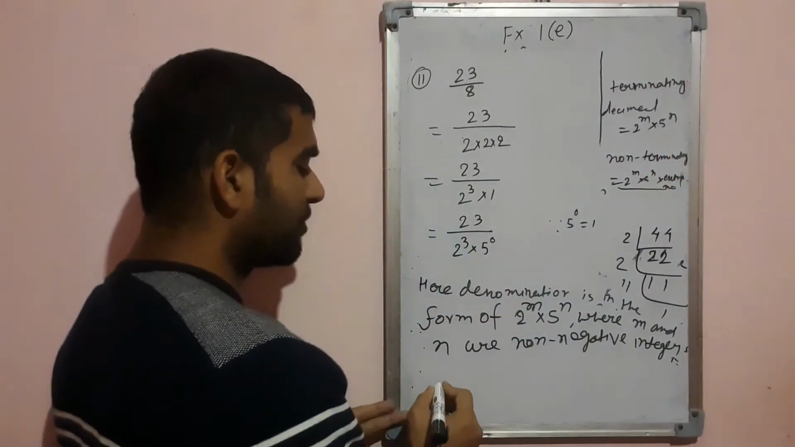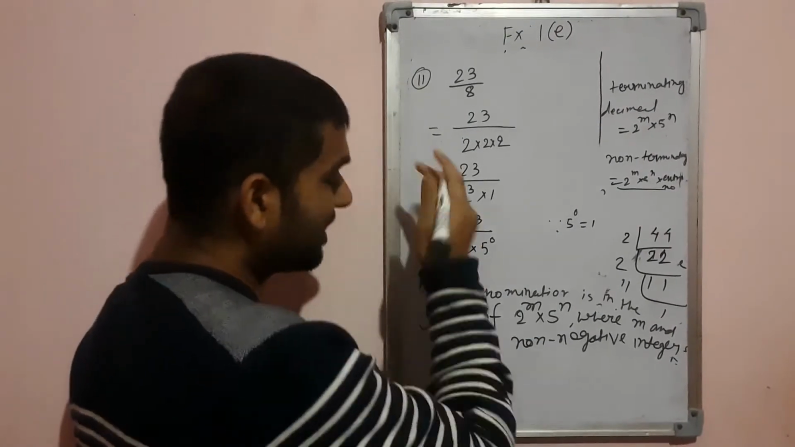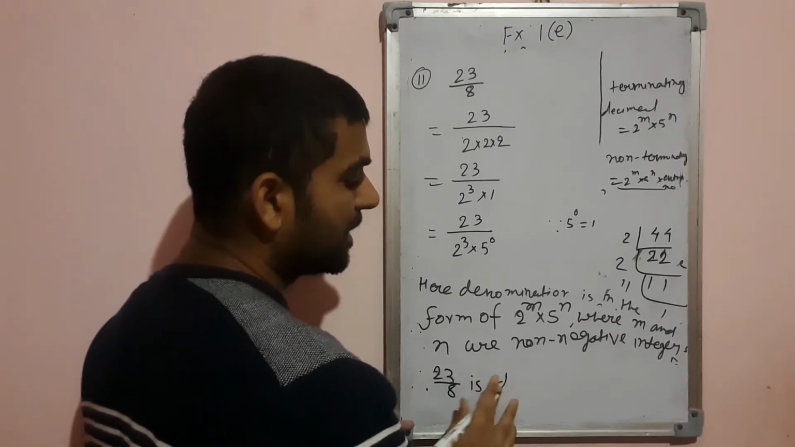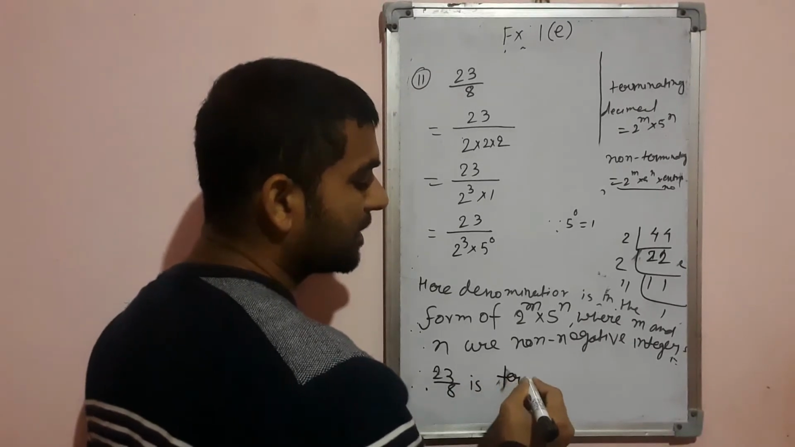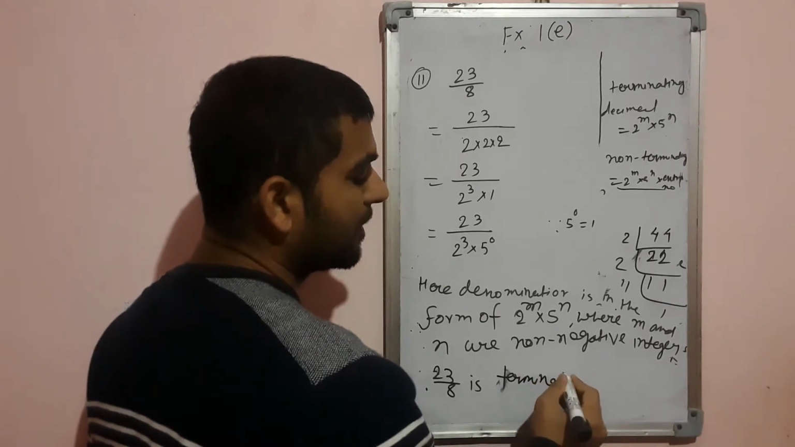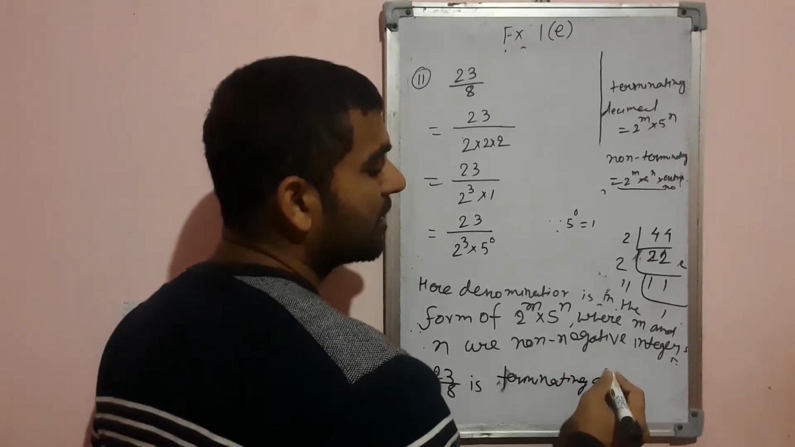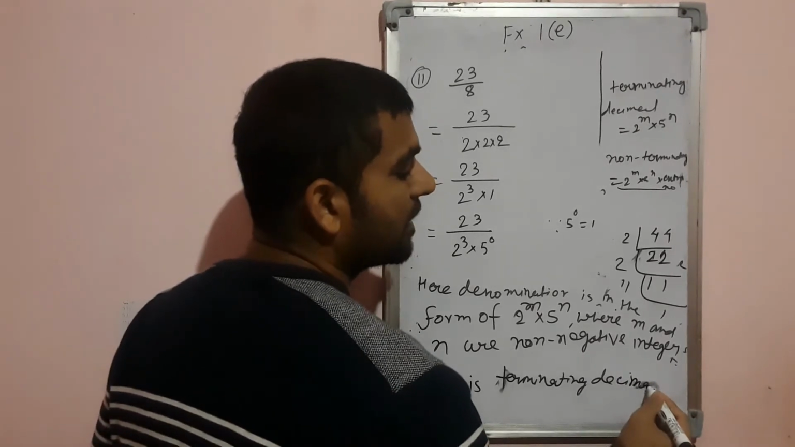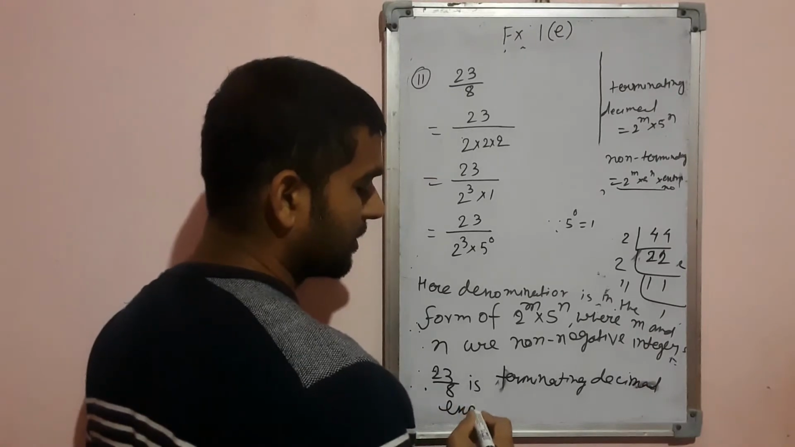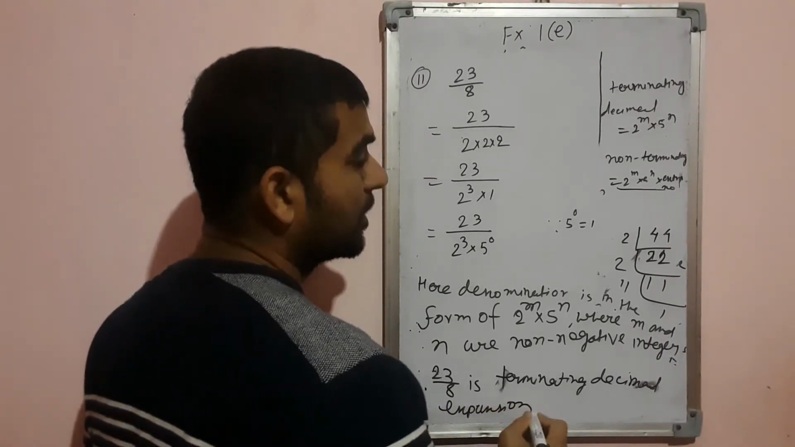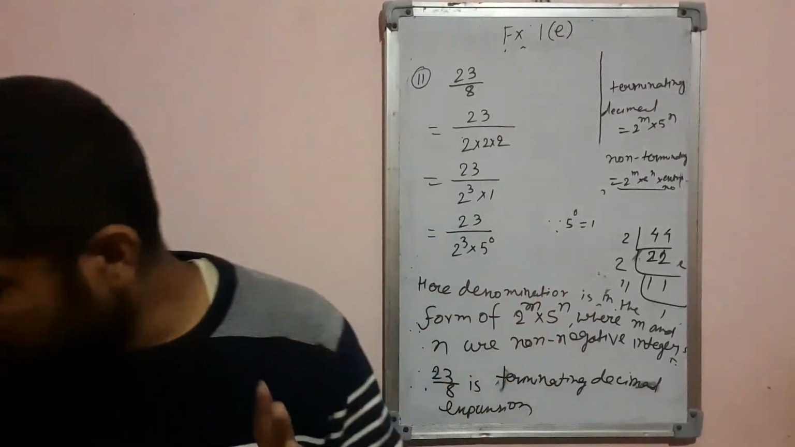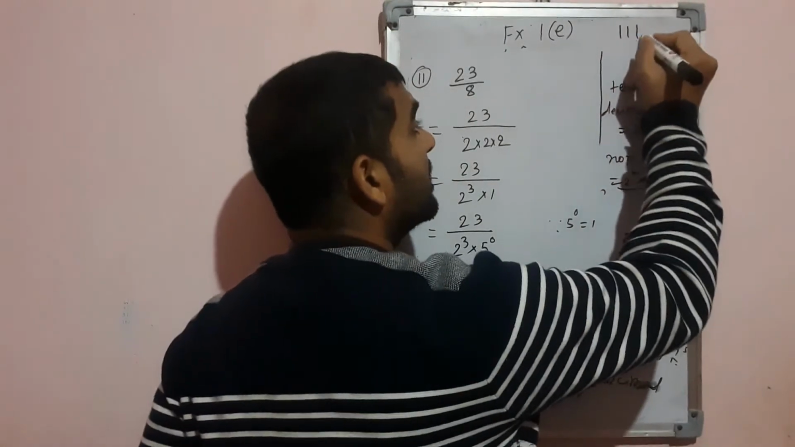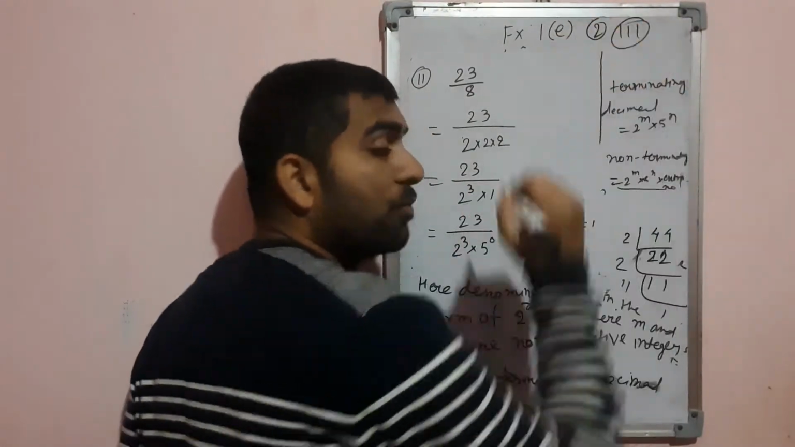Therefore, what will be your conclusion? Terminating, right? So you write: therefore 23/8 is terminating decimal expansion, yes or no? Terminating decimal expansion. Now in this, question number 3 is also there, so that will be your homework. Question number 3 will be your homework.